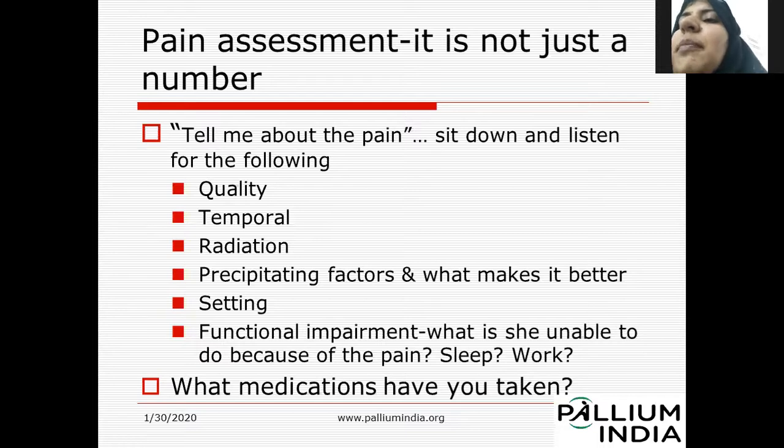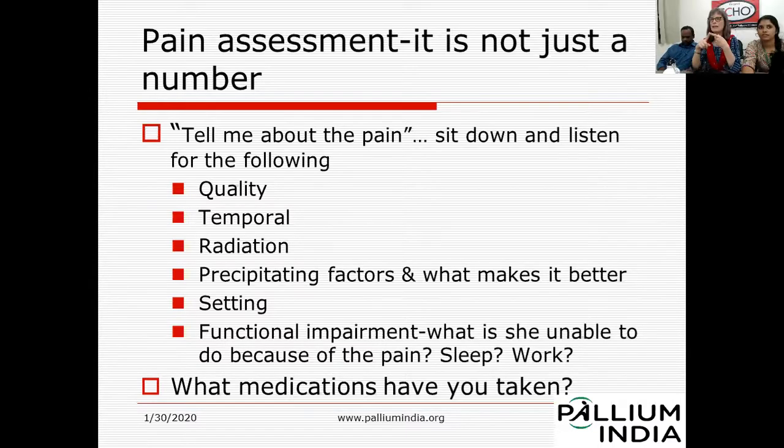Can be throwing or burning. Let's try one person. Is it a pricking type of pain? Okay, a pricking type of pain. What else? Dull aching. Dull or aching pain, throbbing pain. What else? Lancinating pain, shooting pain, very similar. Piercing. Stabbing, cramping. These are all qualities that are very descriptive and very helpful.